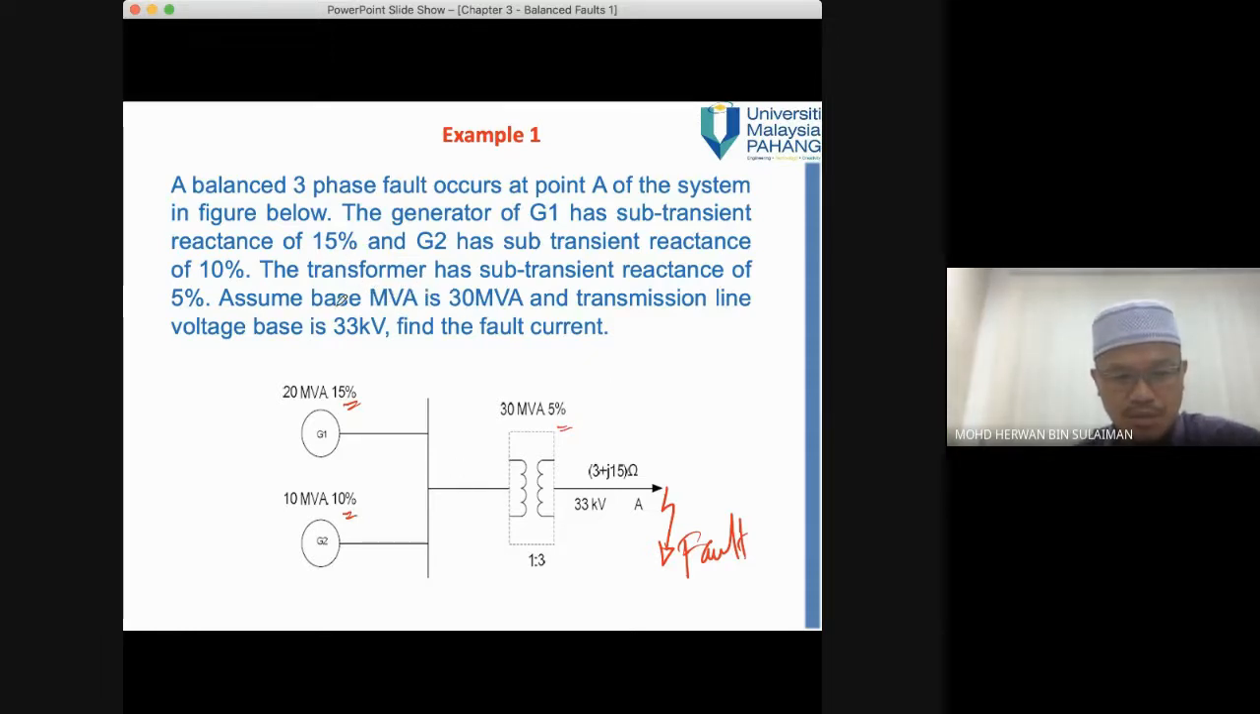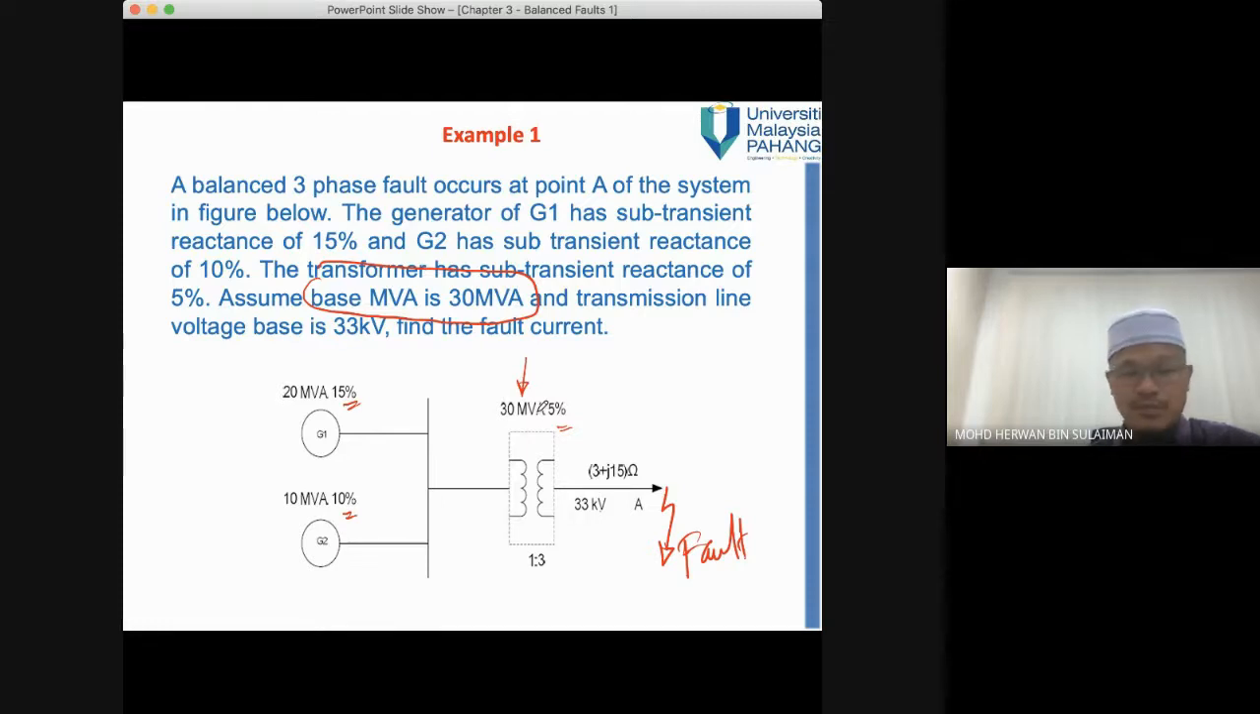So assume base MVA 30. Base MVA ya, ni ingat ni kena tukar base ni. Base MVA 30 MVA. Maknanya kita refer pada transformer ni lah sebagai base ataupun reference. Transmission line voltage 33 kV. Find the fault current. Okay.